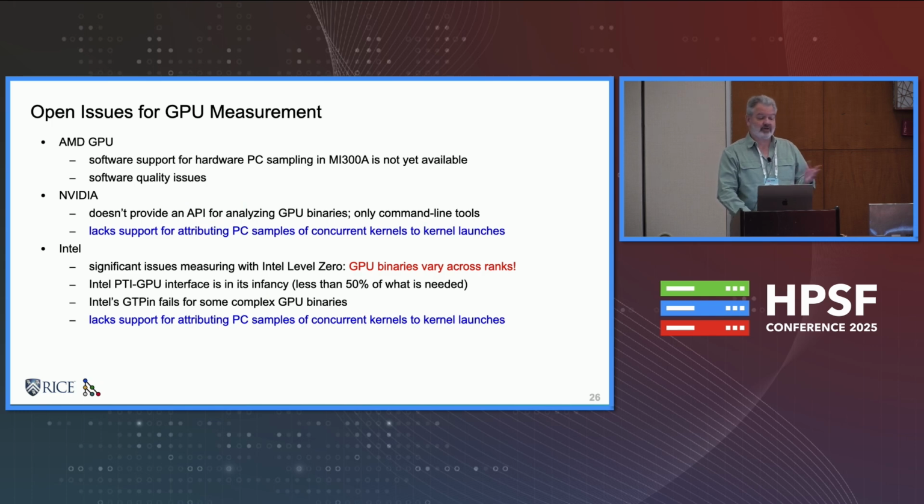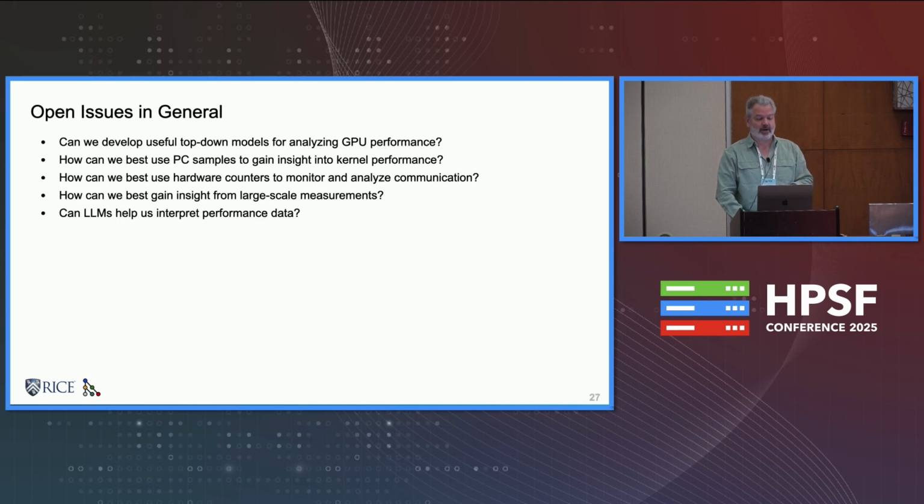So there are some open issues for GPU performance measurement. AMD has some software quality issues. NVIDIA and Intel, well, okay, Intel, I will say, has a very significant issue with respect to measurement. Their GPU binaries differ across every MPI rank. It's untenable. We can't record millions of binaries. We reported this to them in October. They're working on it. So, some issues in general.